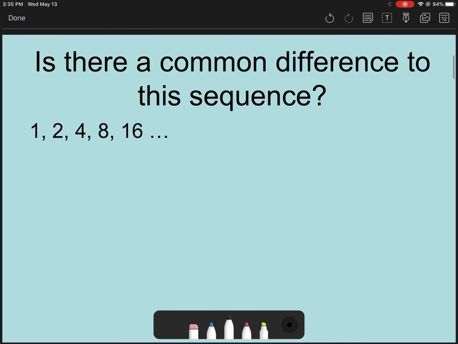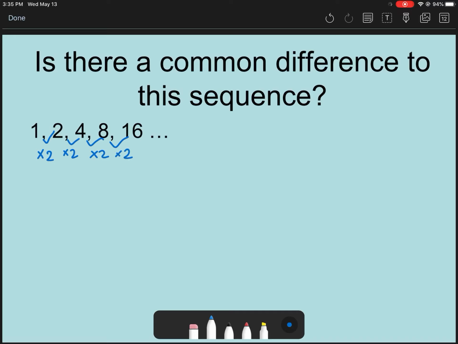Let's take a look here. It says, is there a common difference to this sequence? So going from 1 to 2, that would add 1. 2 to 4, that would add not 1. So this is not, and notice as you go on, we're not going to have a common difference. So let's talk about a common ratio, or if there's something we can multiply by in order to get to the next number. So 1 times 2 is 2. 2 times 2 is 4. 4 times 2 is 8. And 8 times 2 is 16.